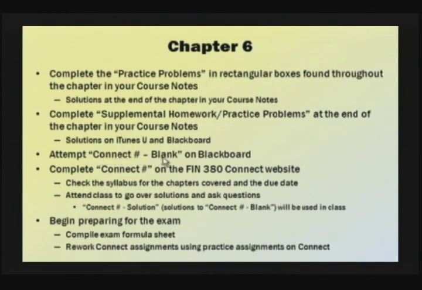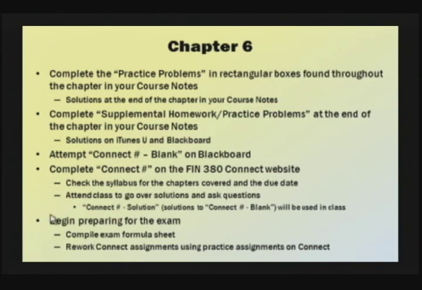There's a blank Connect assignment on Blackboard that you may look at before you attempt the actual online Connect assignment. Check the syllabus for the chapters covered and the due date for the Connect assignment that covers this chapter's material. Then you can come to class and we'll go over the solutions to that Connect assignment, and you may ask any questions about it that you would like. Print off that blank Connect assignment from Blackboard and bring it with you, because that's what we will use during class. And if you want to reference your own individual Connect assignment, you should print it off or bring it on your laptop so that we may look at it with you during class.